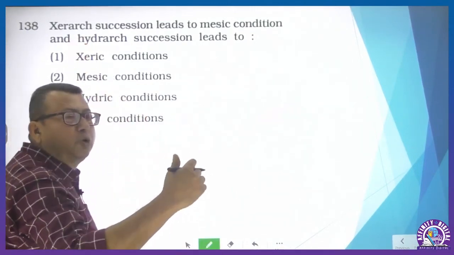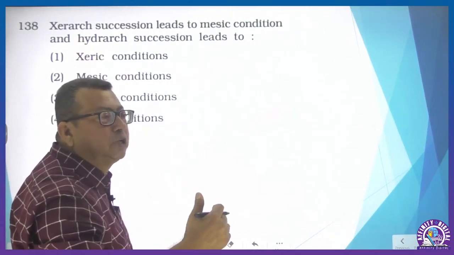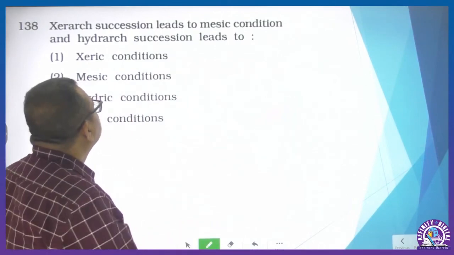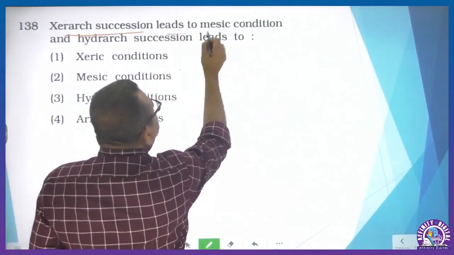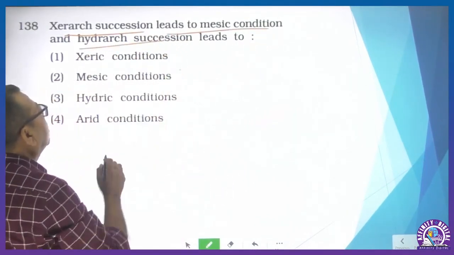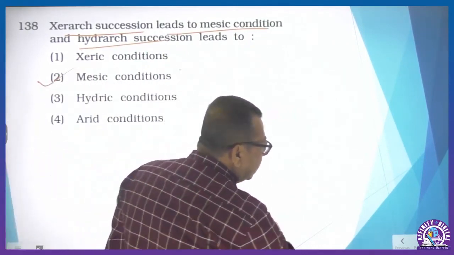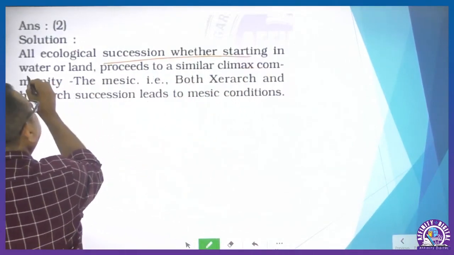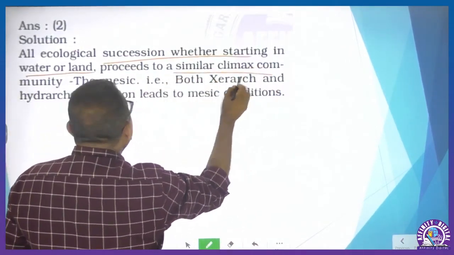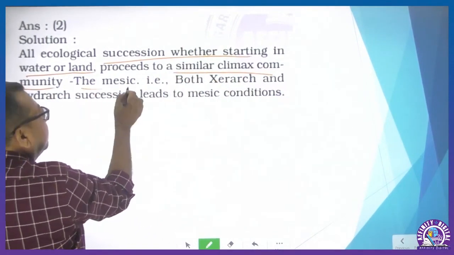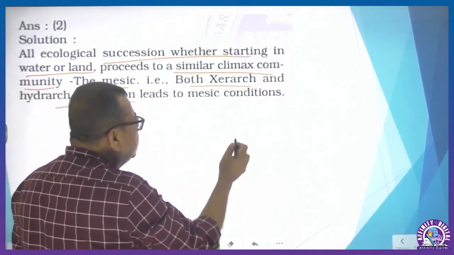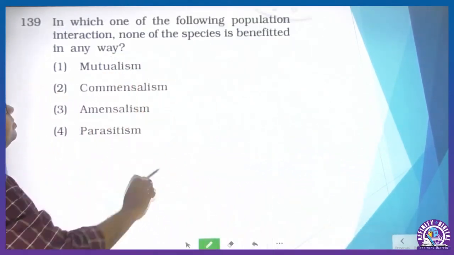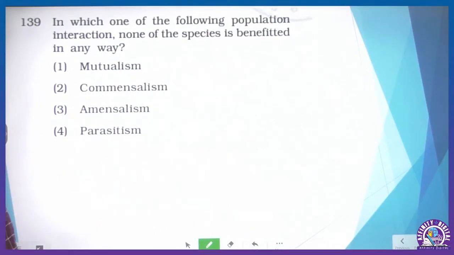But whichever succession it is, hydrarch or xeric, the final condition is a medium water condition in the soil, that is mesic. So xeric succession leads to mesic condition, and hydrarch succession also leads to mesic condition. Okay. So this is a question on the ecosystem chapter. All ecological succession, whether beginning on water or land, proceeds to a similar climax community, meaning final community, the mesic. Both xeric and hydrarch succession lead to what? Mesic condition.